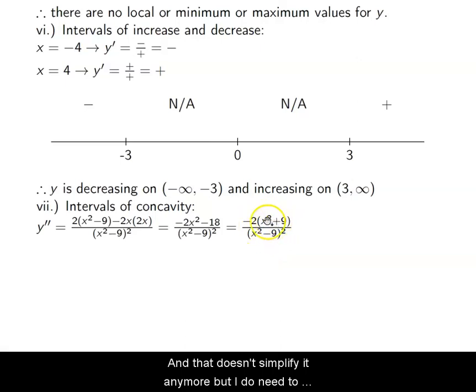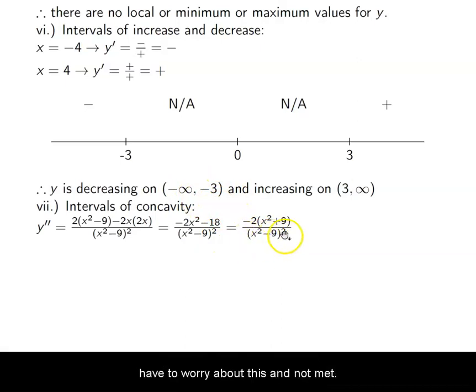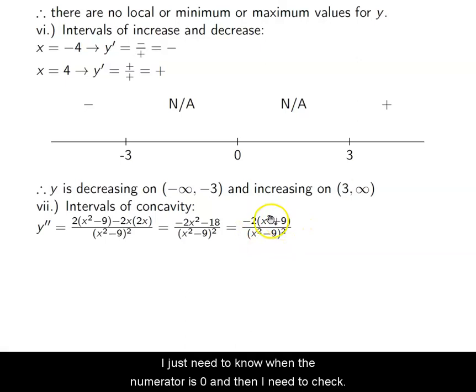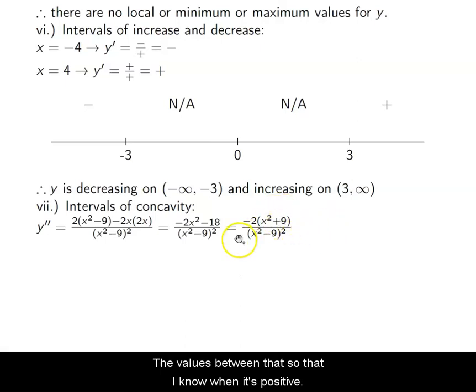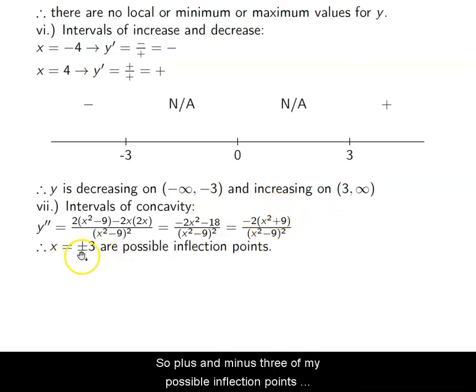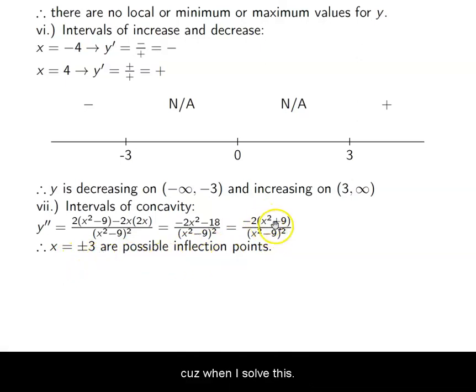And that doesn't simplify anymore, but I do need to check for when these things are concave up and concave down. So again, I'm checking the important values. My denominator here has the same exact zeros as before, plus and minus 3, and I don't exist in between those, so I don't even have to worry about this denominator. I just need to know when this numerator is 0, and then I need to check the values between that so that I know when it's positive or negative, right? So plus and minus 3 are my possible inflection points, because when I solve this, that's what I'll get.